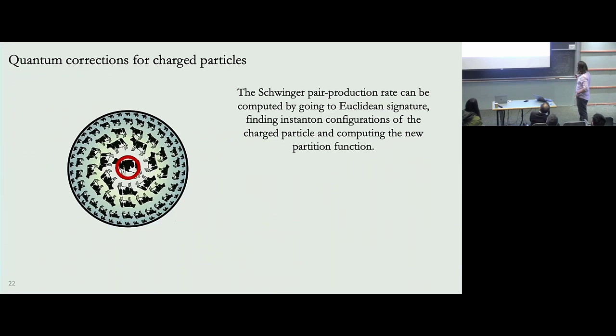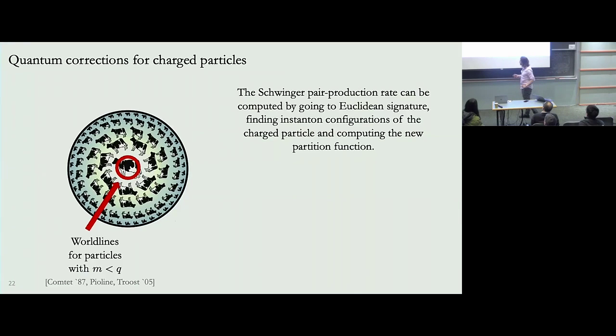The Schwinger pair production rate for charged particles can be computed by going to Euclidean signature. So this is again Euclidean AdS2, and finding instanton configurations of charged particles and computing the new partition function in the presence of these instantons. So it's a very old calculation. And the trajectories for world lines of charged particles were actually found by Comtet in the 80s. And they're basically given, if the mass of the particle is less than its charge, by circles in AdS2.